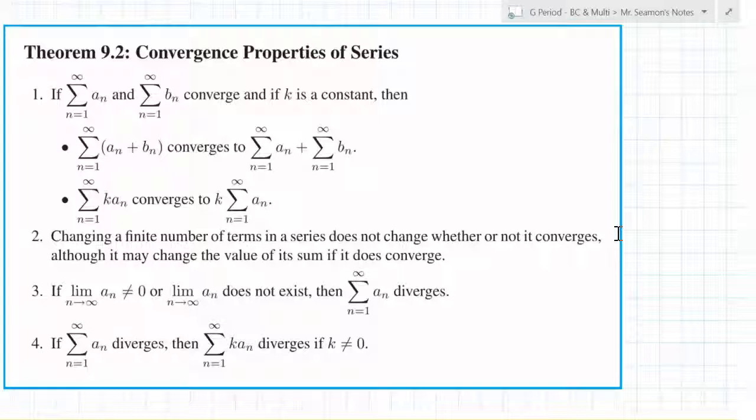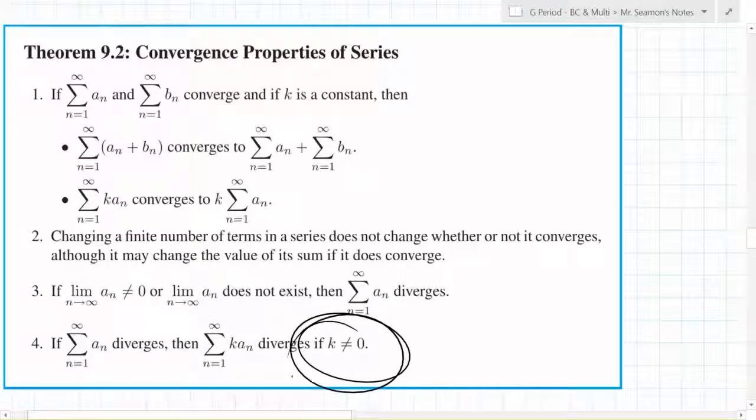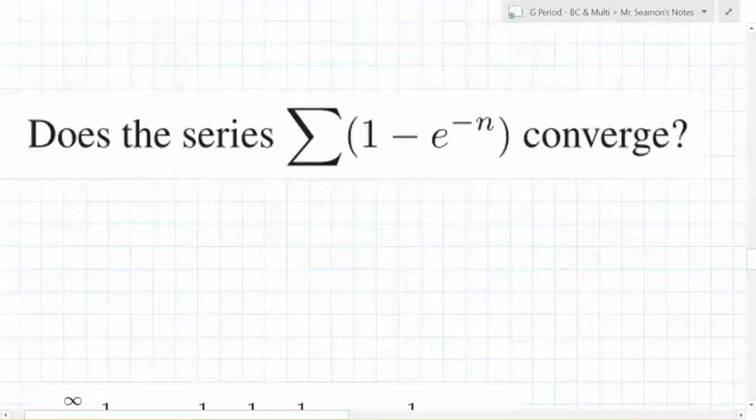As long as k isn't what? It's the last one here. 0. What happens with 0? You can basically break any rule you want with 0. 0 is great. Does this series converge?